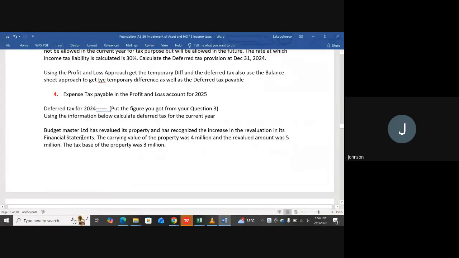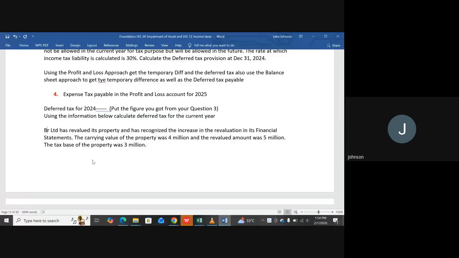So we now say Budget Master, let me say Bola Limited has revalued its property and has recognized the increase in the valuation in its financial statements. The carrying value of the company was, let's say, 8 million, and the valued amount was, let's say, 10 million. Then they said that the tax base of the property was 6 million.